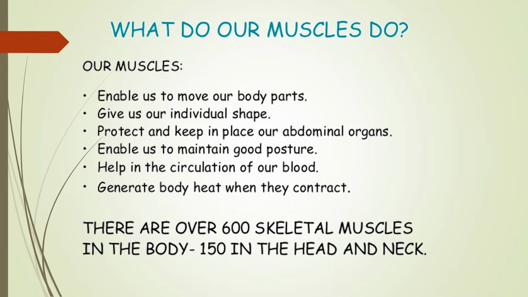It helps in the circulation of our blood. Now remember, the blood that flows inside our body flows through the arteries and the veins. And these arteries and veins, what do they flow through? They are flowing through the muscles. Okay, so it helps in the circulation of blood also. It generates body heat when they contract. Okay, there are over 600 skeletal muscles in the body, 150 in the head and neck. So this is a small piece of information about what muscles are and what they do.